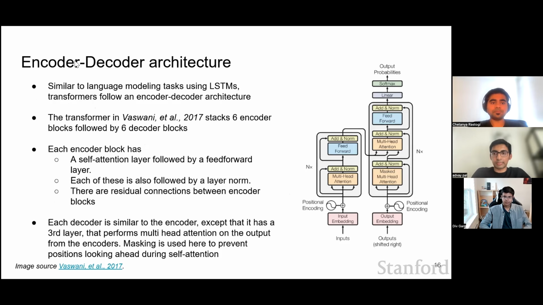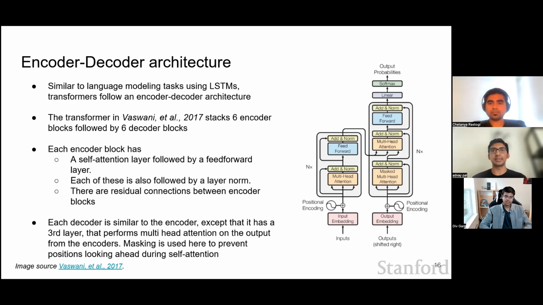Advait? Yeah, thanks, Chaitanya, for talking about self-attention. Self-attention is one of the key ingredients that allows transformers to work so well. But at a very high level, the model that was proposed in the Vaswani et al. paper of 2017 was like previous language models in the sense that it had an encoder-decoder architecture.